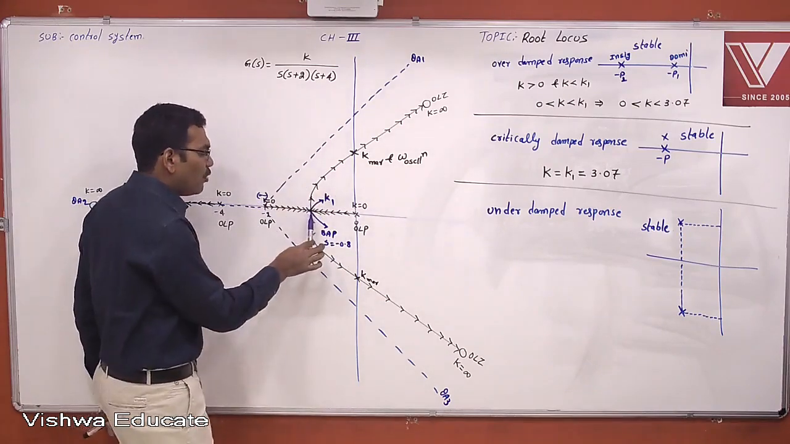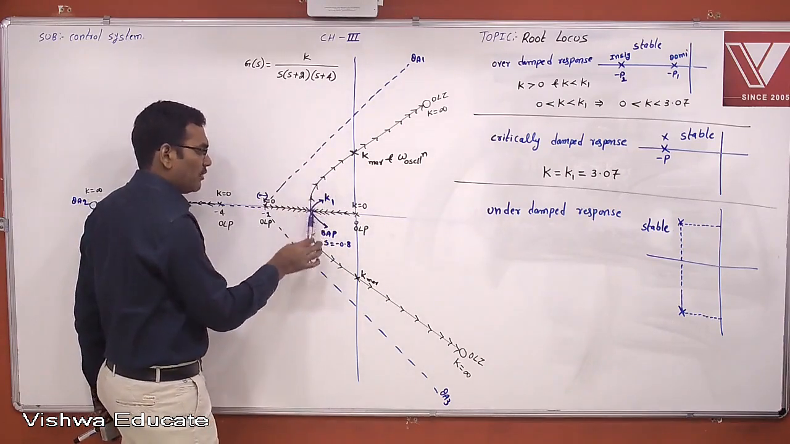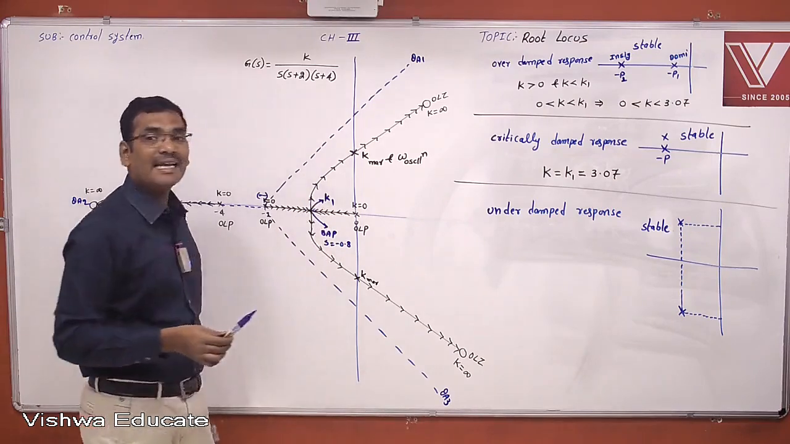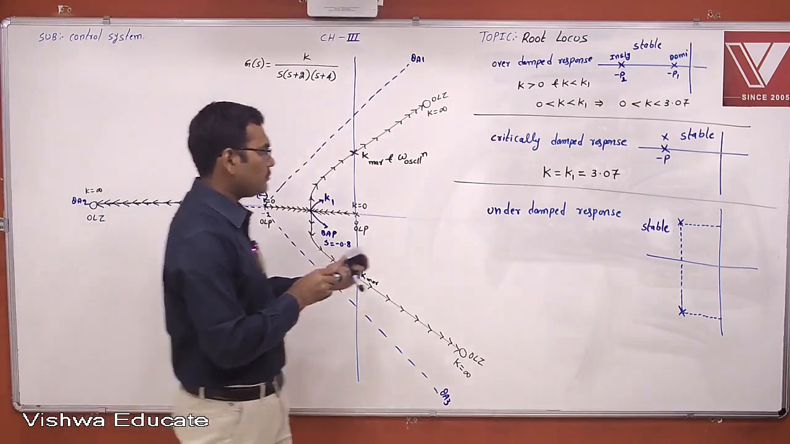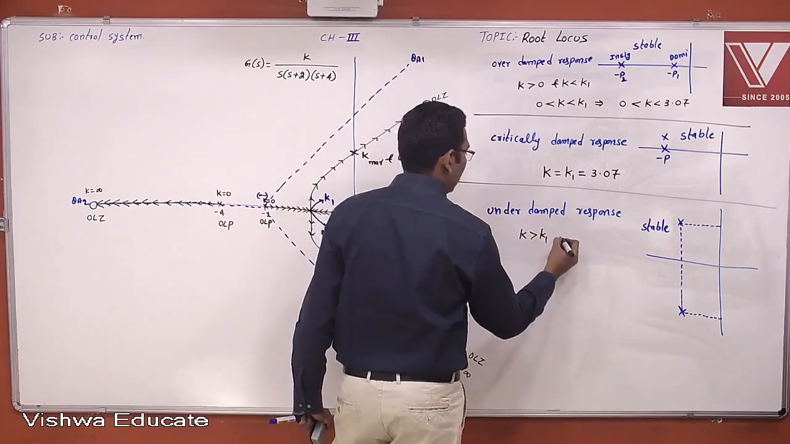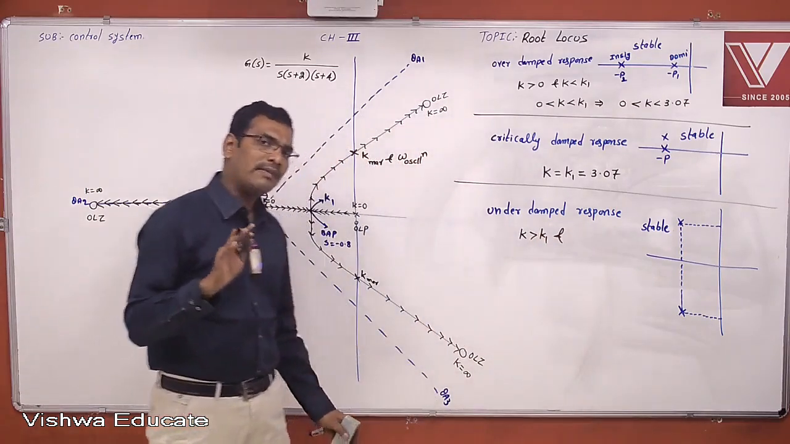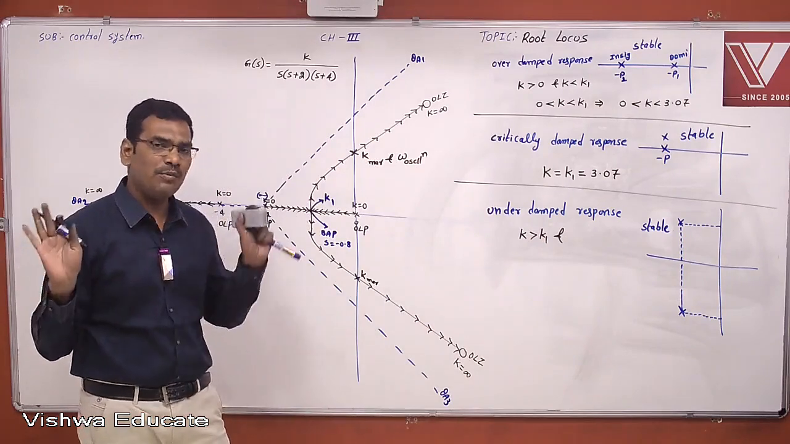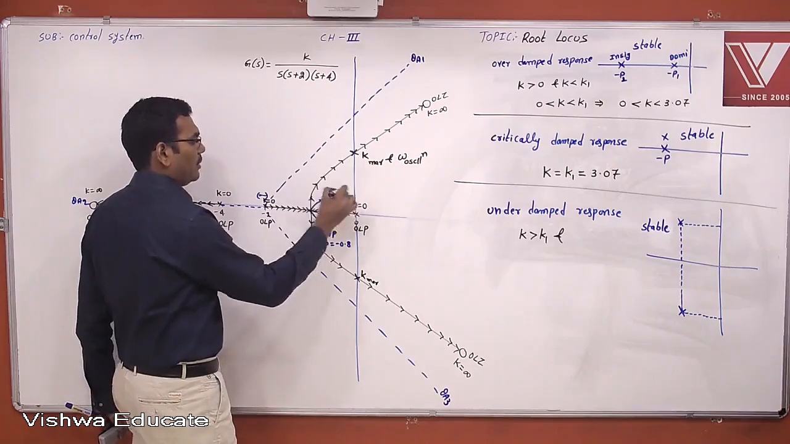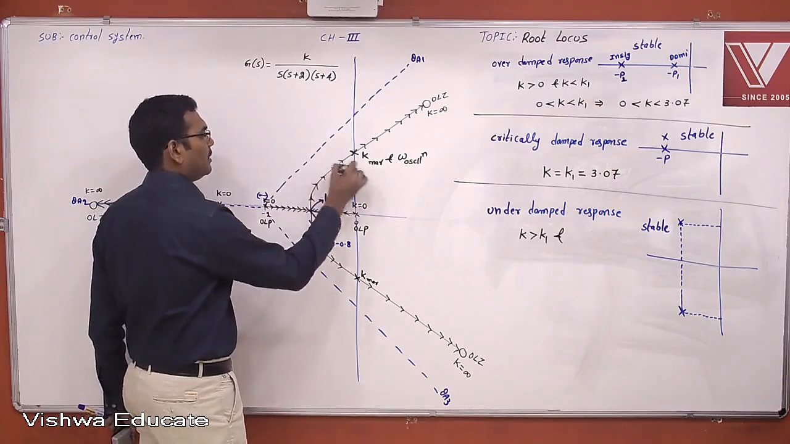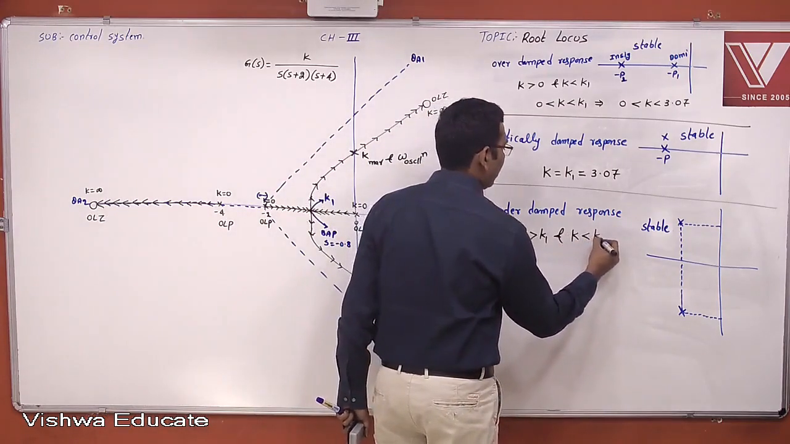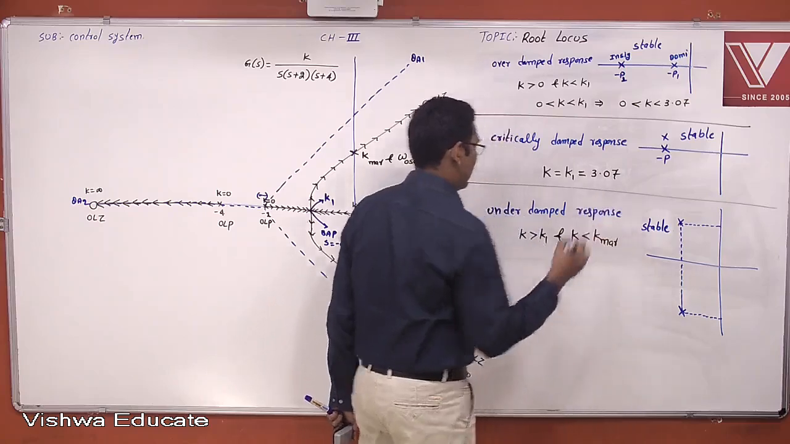So when the pole is on the takeoff position, when k is greater than k1, and as long as it is on the left hand side of the s-plane, it should always be an over damped response. So k greater than k1, pole is here, real part, imaginary part, and k is less than k margin.